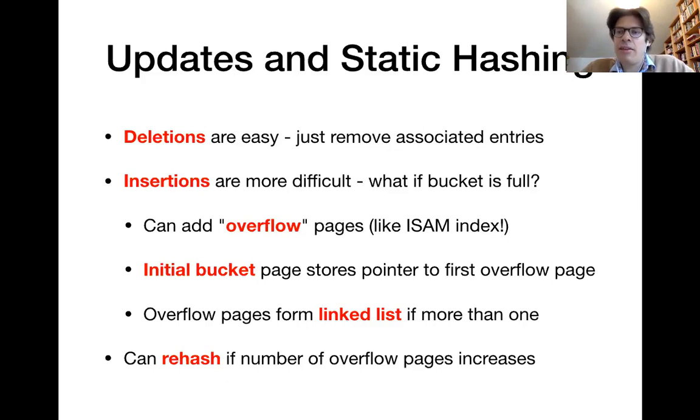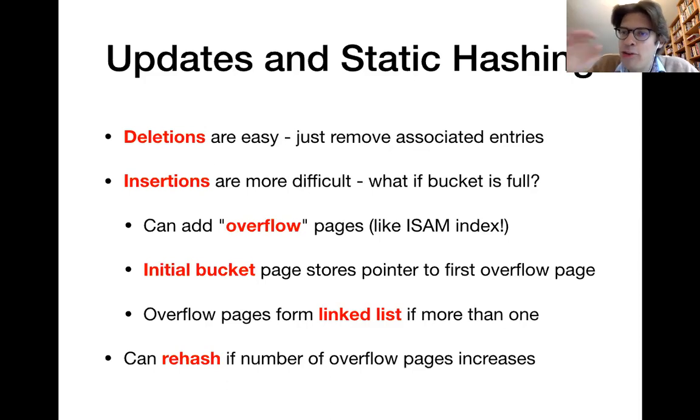Now, in those cases, you somehow need to add additional pages to the index, clearly. And you can do this using so-called overflow pages, which we have already seen in the case of tree indexes. So this is a very similar principle. The initial bucket page essentially stores a pointer to the first overflow page on which you have stored entries after insertion. And if you keep inserting entries, you might even need multiple overflow pages.